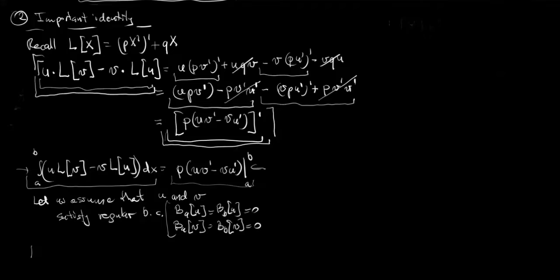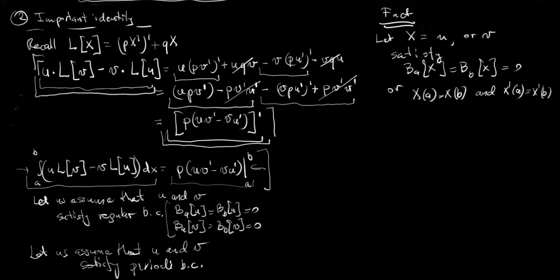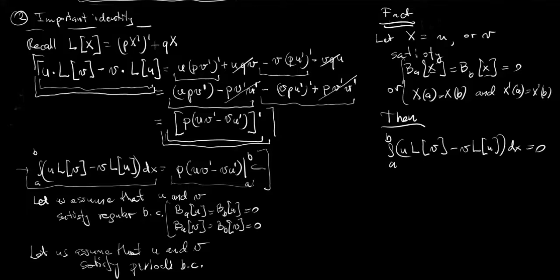The same holds if we assume that u and v satisfy periodic boundary conditions, then again this thing here will be 0. So we've proven the following fact: let function x, which is either u or v, satisfy regular boundary conditions or periodic boundary conditions. So here this x is u or v, then the integral from a to b of this expression is 0. So if u and v satisfy either regular boundary conditions or periodic boundary conditions, then this holds.